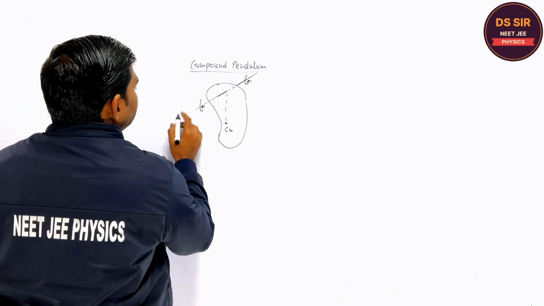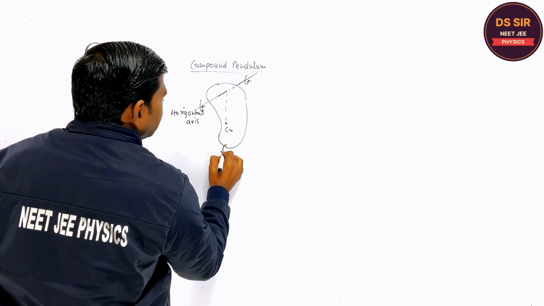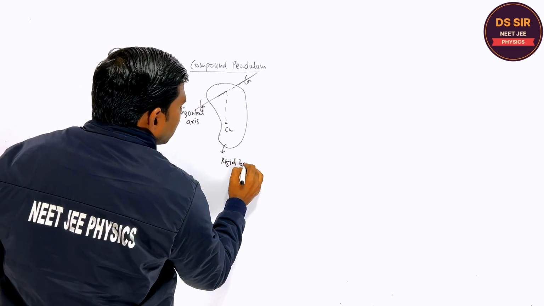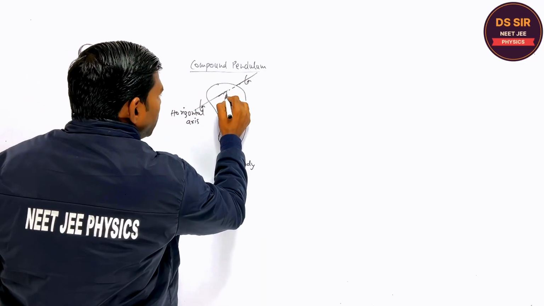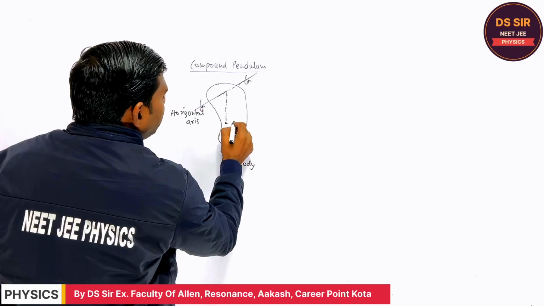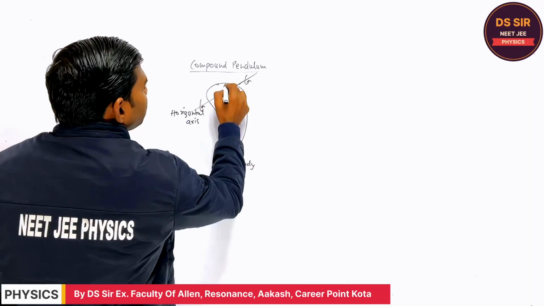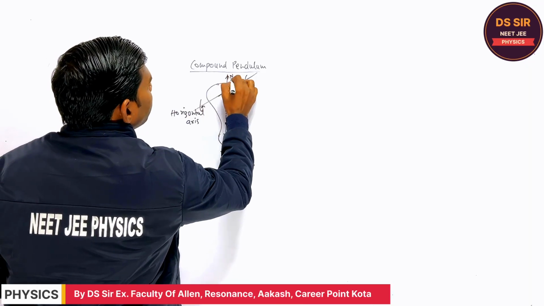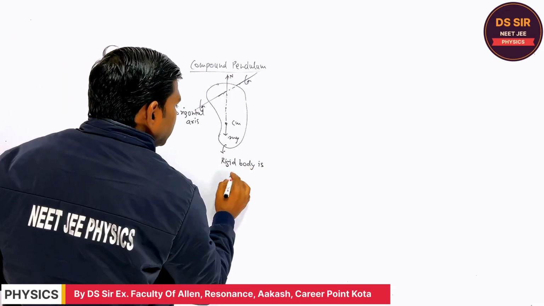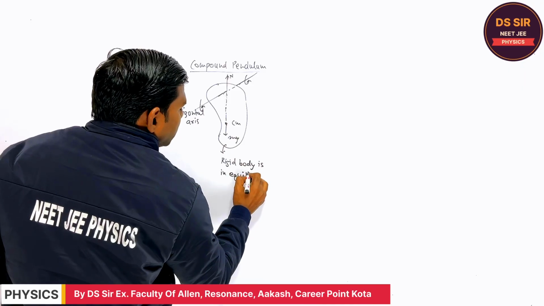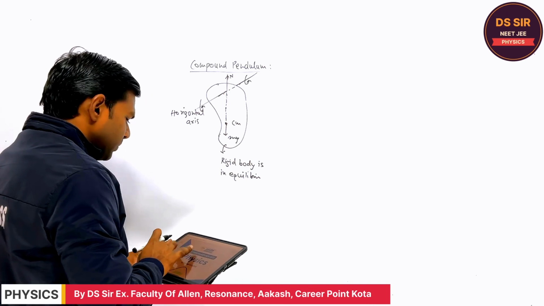This is the horizontal axis, and this is the rigid body. When the rigid body is suspended from the horizontal axis, in equilibrium the weight mg will act in this way, and the net force, the normal, will be acting in this way. So the rigid body is in equilibrium, and this system is called the compound pendulum.